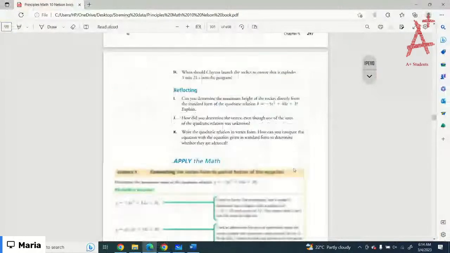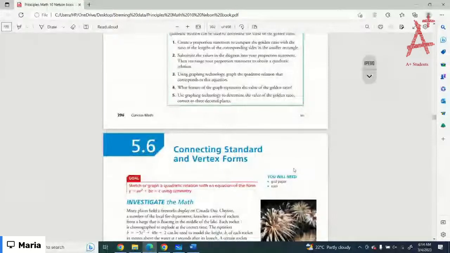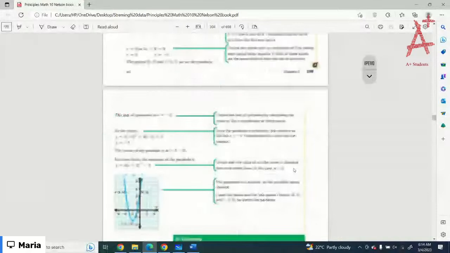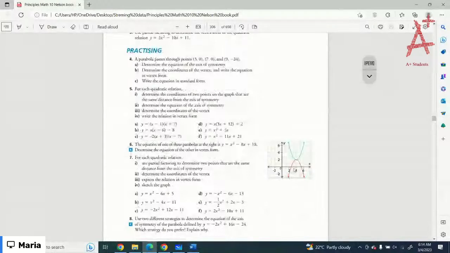Okay, let's just move on to the next lesson. And the next lesson is converting standard and vertex forms. Let's just start with the practice questions. So the first question is, a parabola passes through the points (3, 0), (7, 0), and (9, minus 24). Determine the equation of the axis of symmetry. Determine the coordinates of the vertex and write the equation in vertex form. Write the equation in standard form.